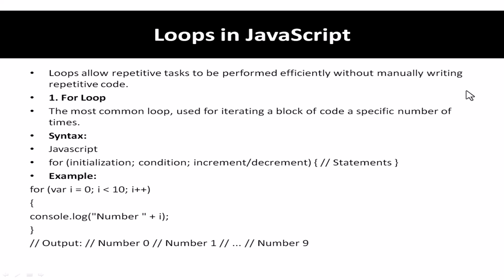Next, loops in JavaScript. Loops are used for repetitive statements. The first one is the for loop. In a for loop, we have initialization, condition check, and increment or decrement. These are the three things which will be followed. Here the first one is initialization, i = 0. Then condition check, i < 10.